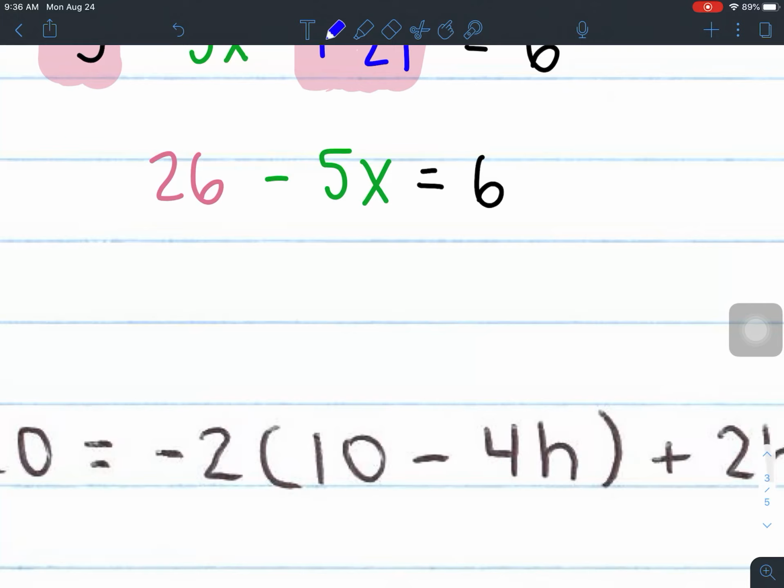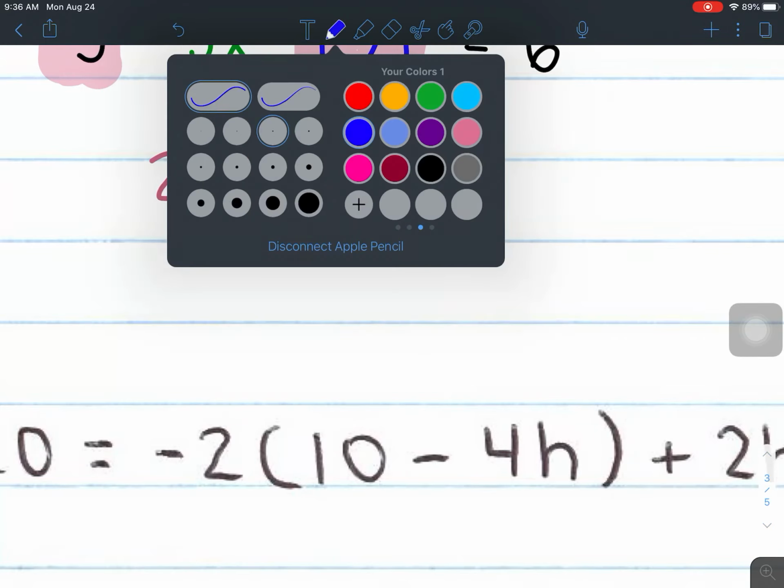Most common mistake I see is that we want to add 5 to both sides. And we don't want to do that. Why don't we want to do that? Because is 5 being connected to x by addition or subtraction? No. The negative 5 is attached to x by multiplication, so we have to be super careful with that.